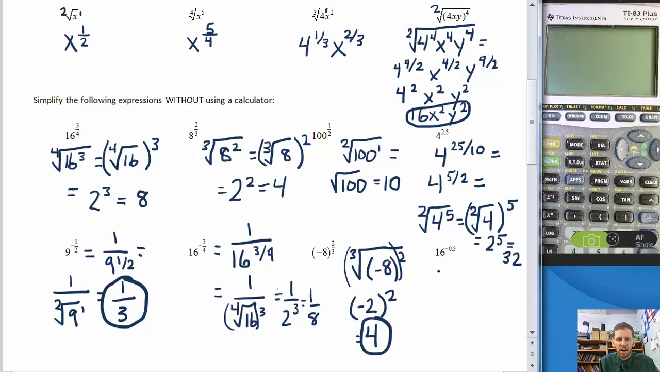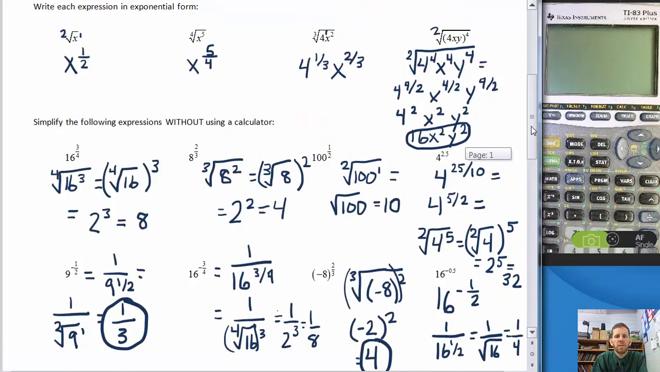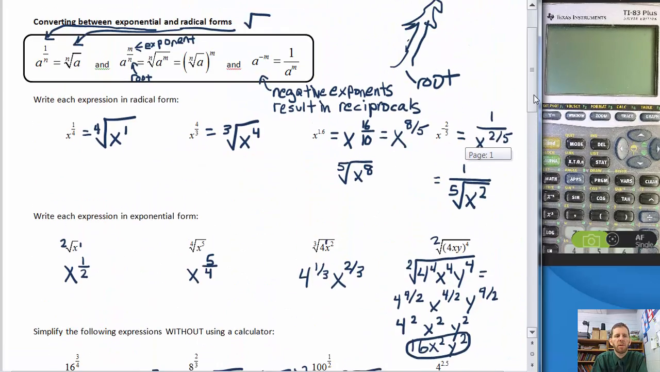Last example, 16 to the negative 0.5 power. Write that as a fraction. You know negative 0.5, that's negative 1/2. Bottom number is the root, but there's that negative exponent, so we need to write it as a reciprocal. 1 over 16 to the 1/2 power. That is the same thing as 1 over the second root of 16 to the 1st. Second root's a square root. 16 to the 1st is just 16. And the square root of 16 is 4. Answer, 1/4.